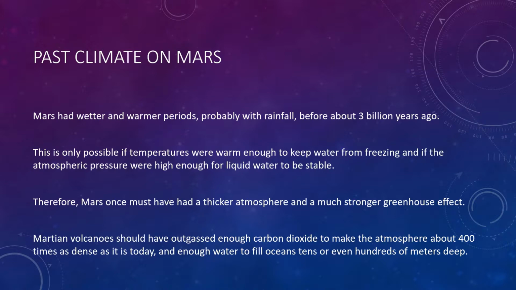Mars's varying axis tilt may have had important effects on its climate, but it does not explain the most dramatic climate change in Martian history: the change from a world of flowing water to the cold and dry world that we see today. The geological evidence leaves little doubt that Mars once had a wetter and warmer period, probably with rainfall, before about 3 billion years ago.